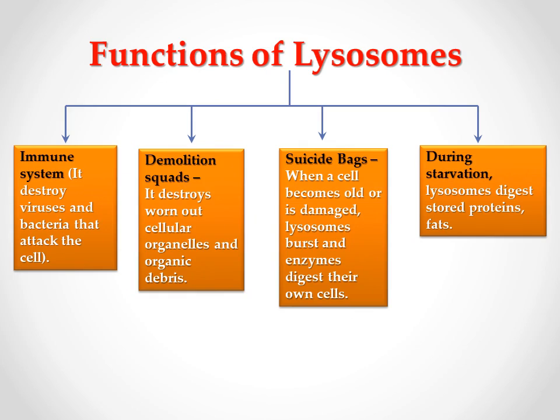Now let us look at the functions of lysosome. First one is immune system, that is, it destroys viruses and bacteria that attack the cell. Second, demolition squad, that is, it destroys all the worn out cellular organelles and organic debris. It is also called as autolysis. Third, suicide bags, that is, when a cell becomes old or is damaged, lysosomes burst and the enzymes digest their own cells. And the last one is, during starvation, lysosomes digest stored proteins and fats.